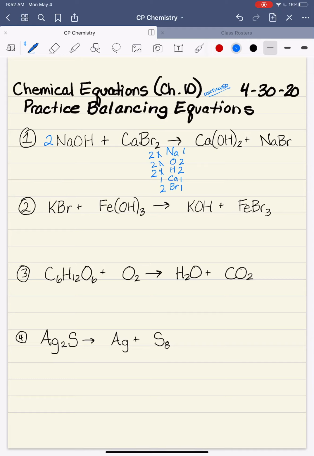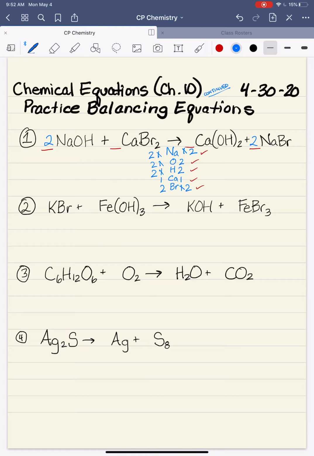In order to balance sodiums on my product side, I'm going to put a 2 in front of sodium bromide, and that is going to change my sodium to 2 and my bromine to 2, and therefore I've got 2 of those, 2 of those, 2 of those, 1 of those, and 2 of those. So we are in balance, and our coefficients will be 2, 1, 1, 2.